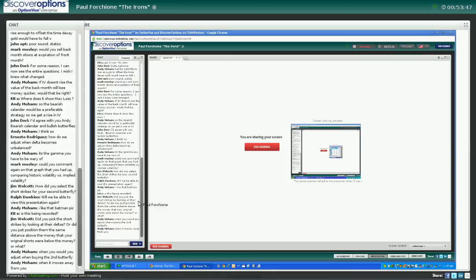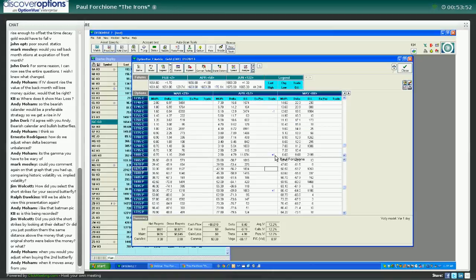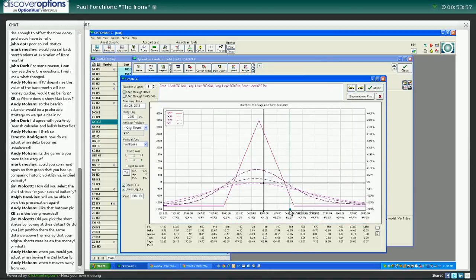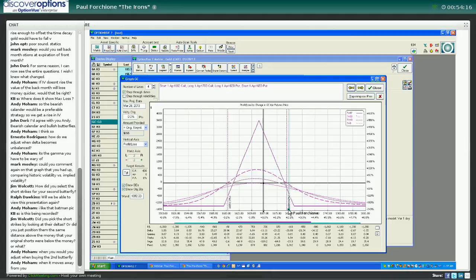When would you adjust when buying the second butterfly? When it moves away from you? And yes, that is the correct answer. It's only when the original position becomes biased, it's moving away from us. We don't want the market to move up too much. We don't want the market to move down too much. If it does, we either close the position and take our loss, or we add the other butterfly to give us profit potential, not only at the current level, but also if the market continues to move up to some degree.